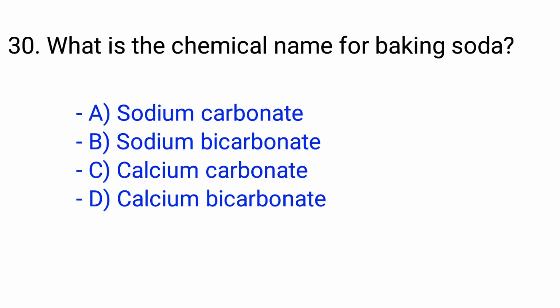Question number 30. What is the chemical name for baking soda? Option A. Sodium carbonate. B. Sodium bicarbonate. C. Calcium carbonate. D. Calcium bicarbonate. The correct option is option B. Sodium bicarbonate.